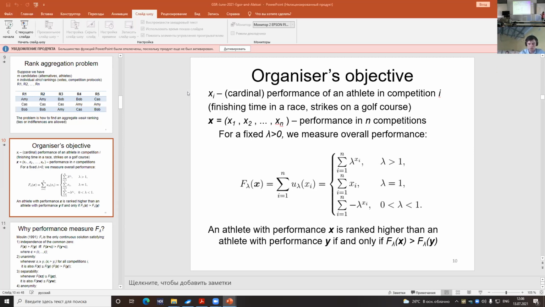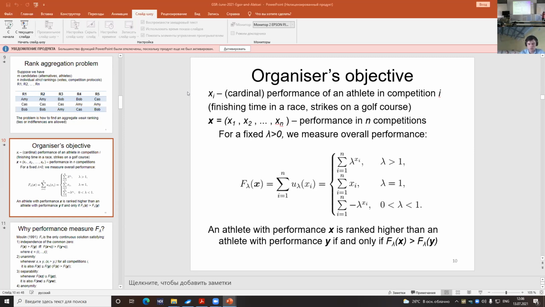And when parameter lambda is fixed and it is above 1, we can calculate cardinal performance also as the sum over all individual competitions, but we take x_i to the power lambda. So for each fixed lambda more than 0, we have a fixed goal of the organizer. If the organizer wants lambda 1, they choose lambda 1. If they want lambda equal 1.4, they choose lambda 0.4 on purpose and in advance.